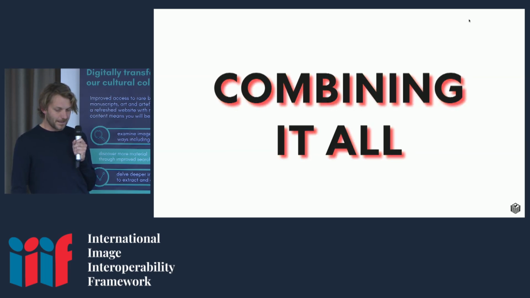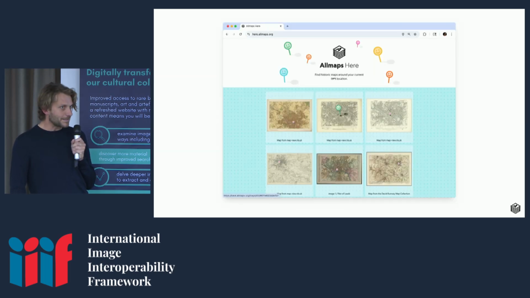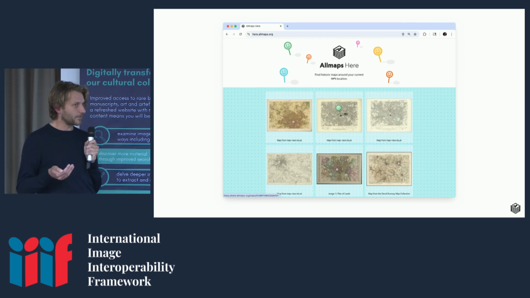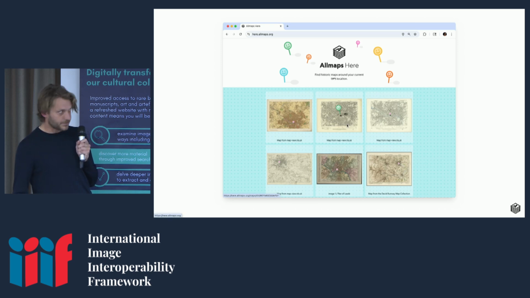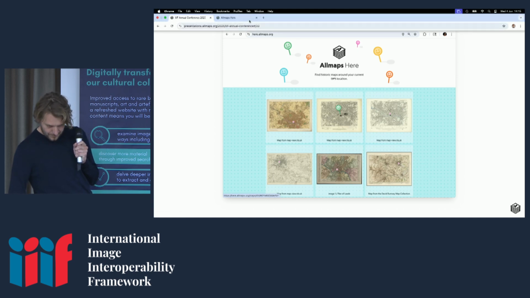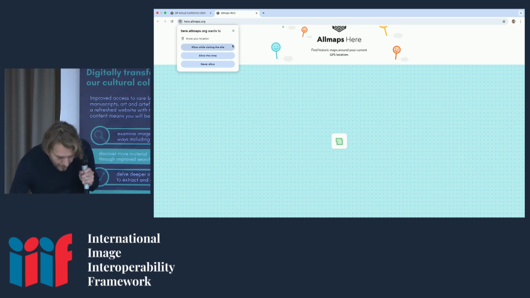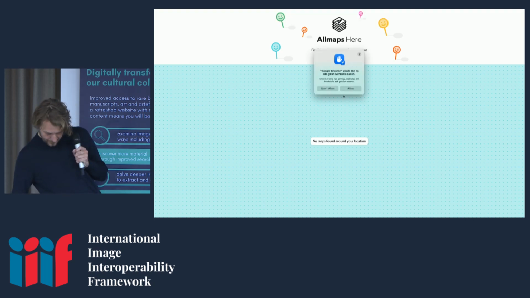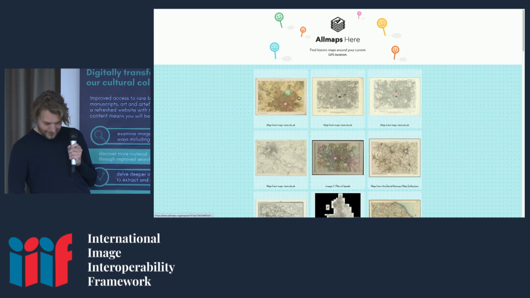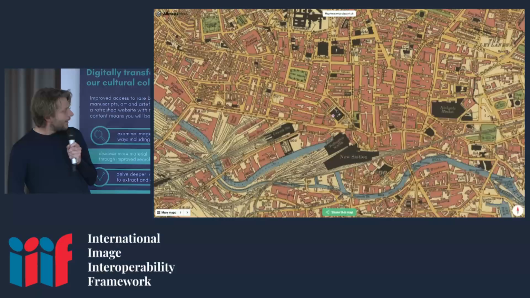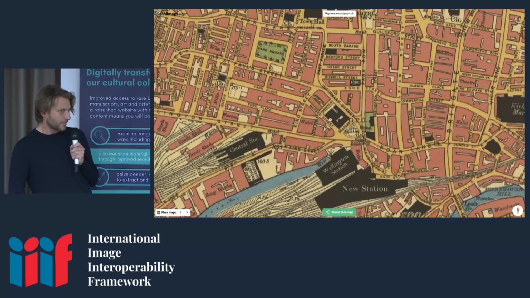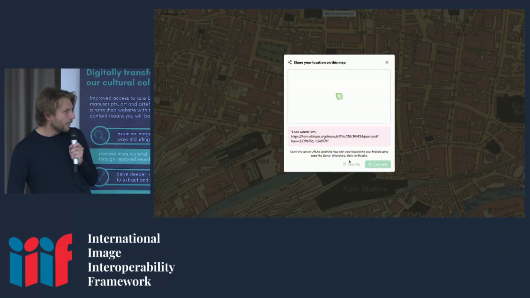If you combine all these things together, what you get is this application called Here, from Allmaps. You can open it on your phone and it shows you maps around your current location. In this case it's Leeds. And I will give you a live demo soon, maybe right now. Exactly. Allow. There we are. Right, so it shows you the GPS location, and then you can share the image, and then send it to all your friends.